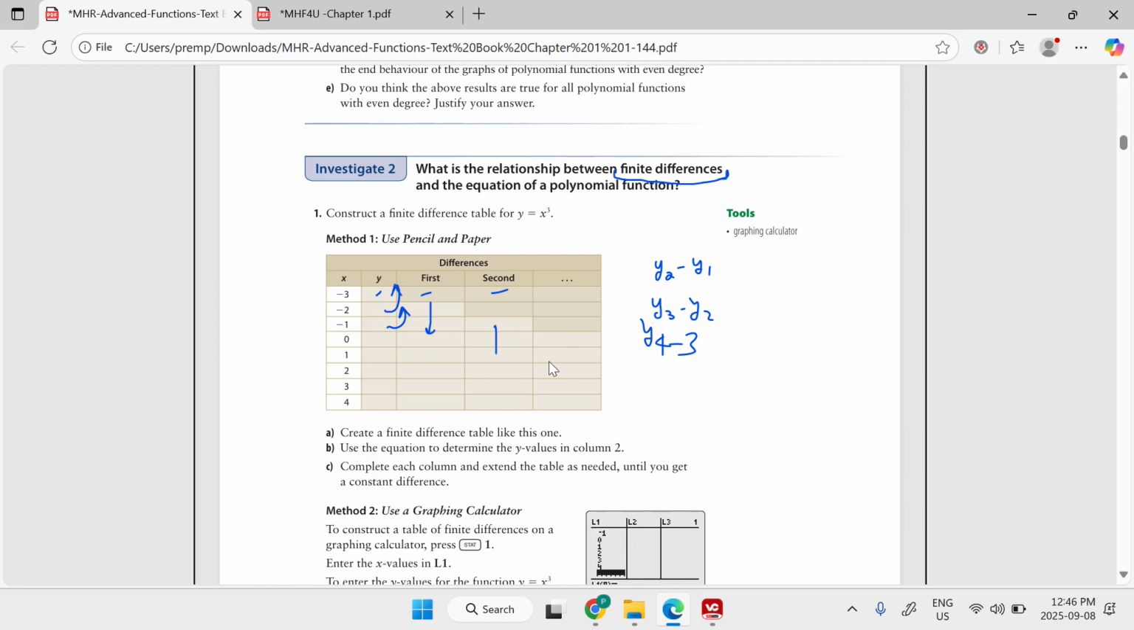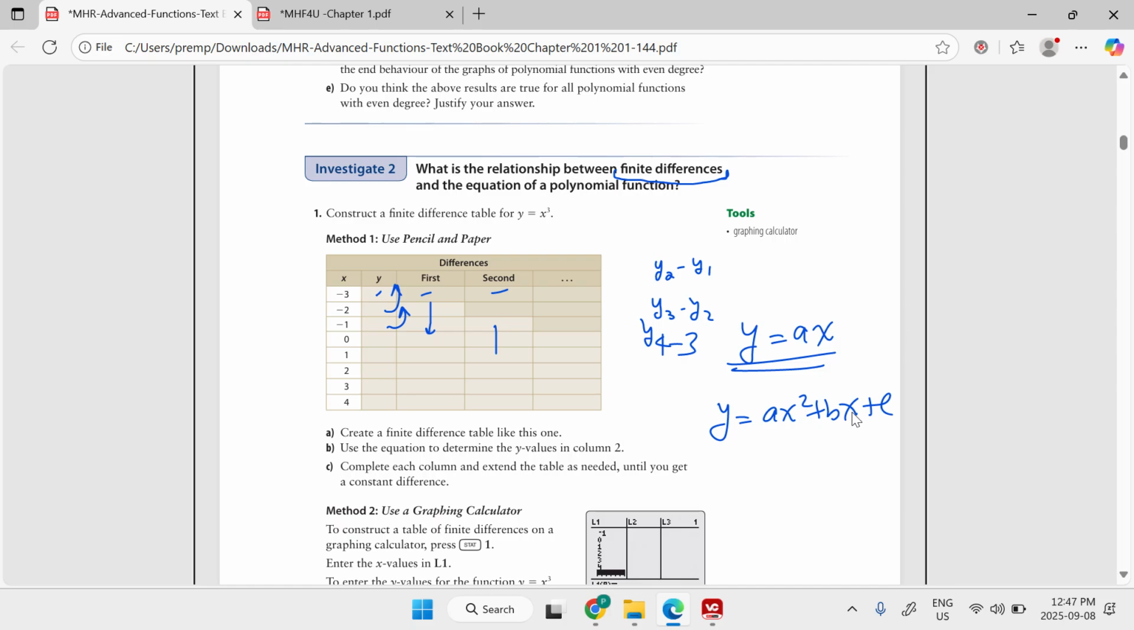Now why are these differences important? If the first difference is the same, that means the function is linear, so its general equation is of the kind ax. If the second difference is the same, that means its degree is 2. So it can be like y equal to ax square plus bx plus c, meaning its degree will be 2.